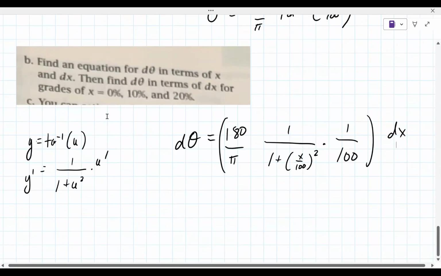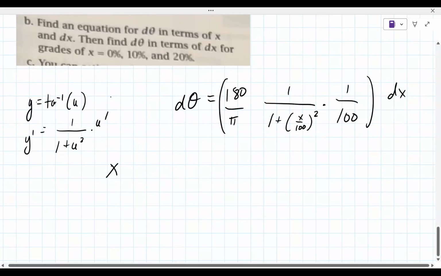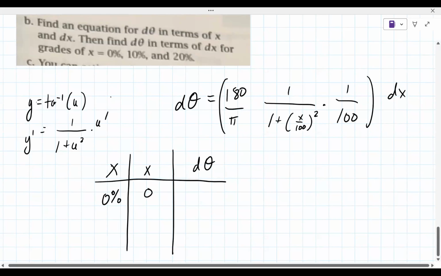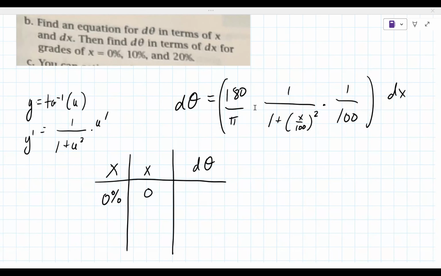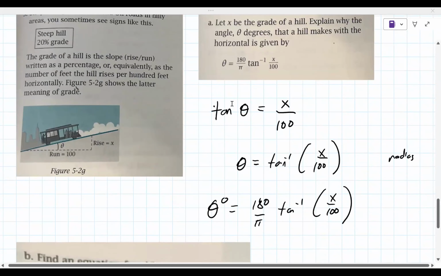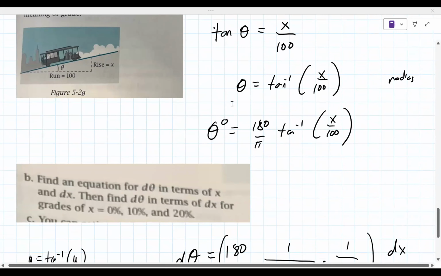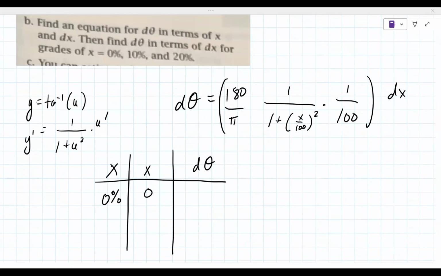What does it mean by the 0%, 10%, and 20%? We're going to do just that next. So we're going to make a little table here. 0% means that x is actually zero. So we should calculate the d theta here at zero. Are you comfortable calculating something like this on the calculator, or is this really challenging? What do you mean by calculating? Putting all of this in the calculator. Oh, yeah, I can just plug that in. Okay. And then d theta in terms of dx, I see. All right.